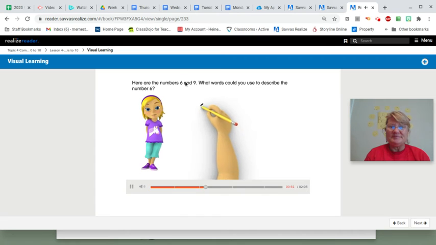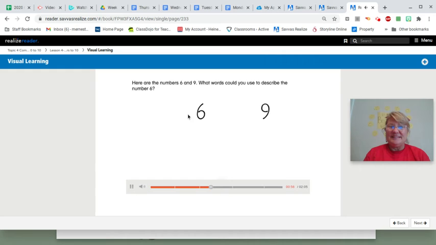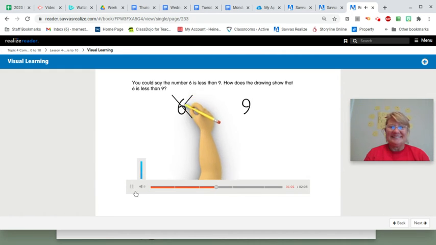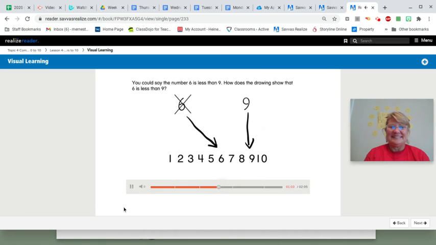Here are the numbers 6 and 9. What words could you use to describe the number 6? Ooh, 6 would be less than 9. You could say the number 6 is less than 9. How does the drawing show that 6 is less than 9? 6 comes first, doesn't it? The arrows point to the numbers in the number sequence. How do the numbers with arrows show that 6 is less than 9? Because 6 comes first and 9 comes after. The numbers show how you count, and the arrow for 6 is before the arrow for 9.